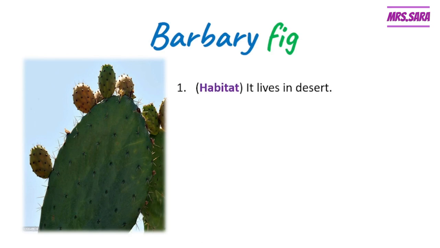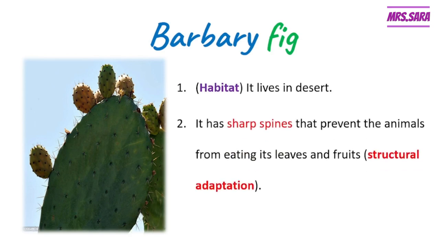How about the structural adaptation? As you can see here in this picture, there are spines. We have here sharp spines, right? So the barbary fig has sharp spines. Why? To prevent animals from eating its leaves and the fruits, which are the figs. This is the structural adaptation of the barbary fig, that it has sharp spines to prevent animals from eating its leaves and its fruit.